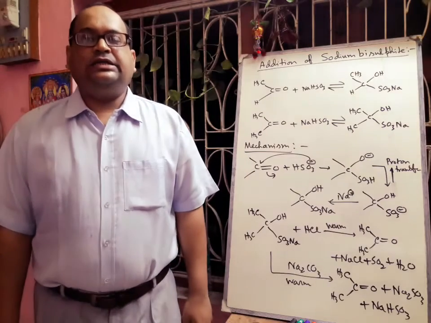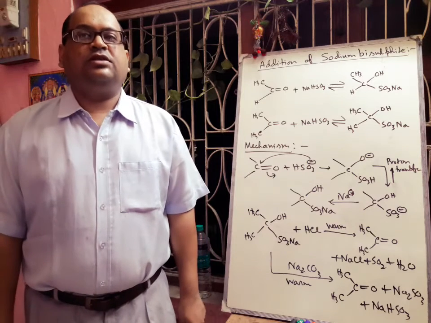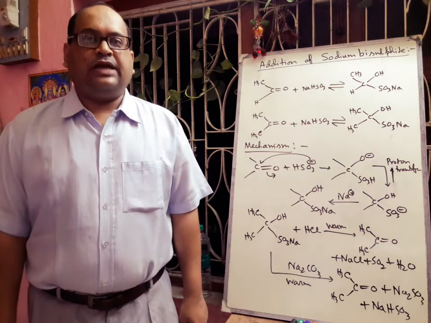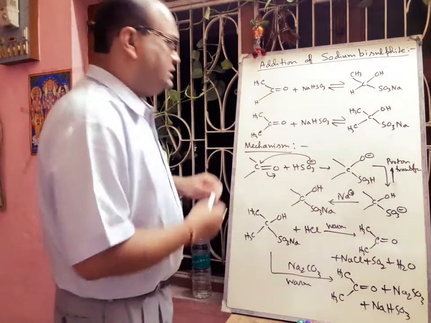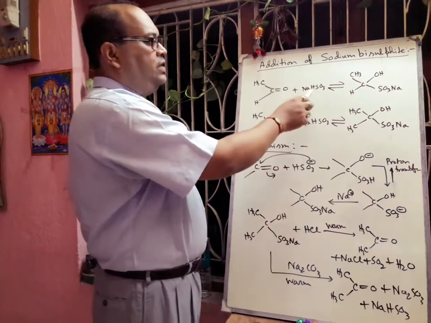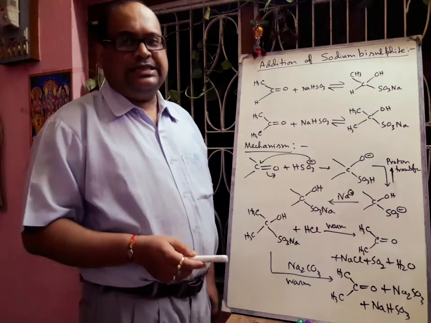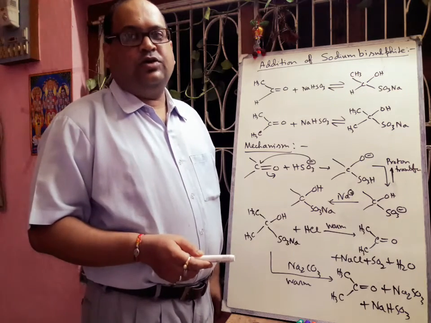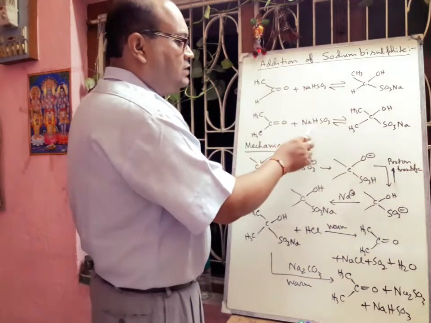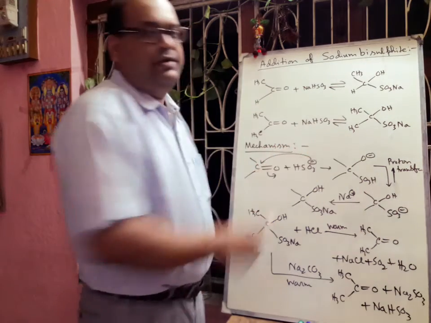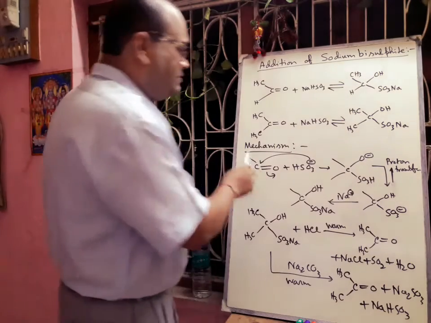When an aldehyde or a ketone is treated with a saturated solution of sodium bisulfite, the product separates as a crystalline solid. If we take acetaldehyde and give sodium bisulfite, there will be formation of acetaldehyde sodium bisulfite. Next, if we take acetone and add sodium bisulfite, that will give acetone sodium bisulfite. So what is the mechanism here?